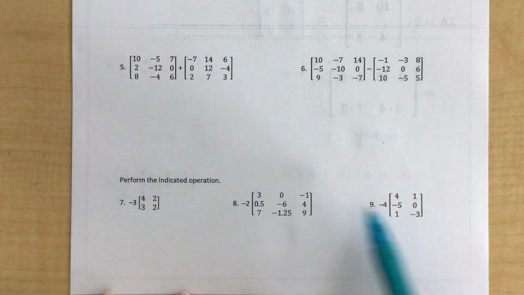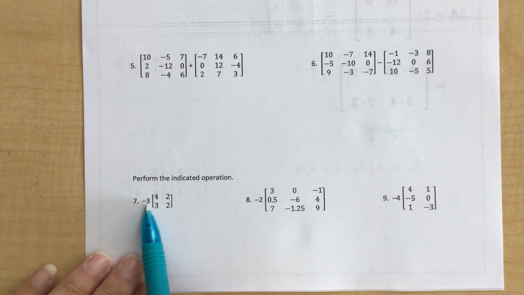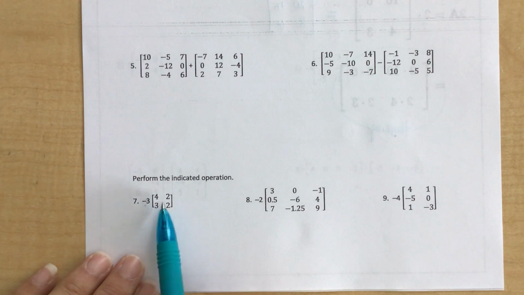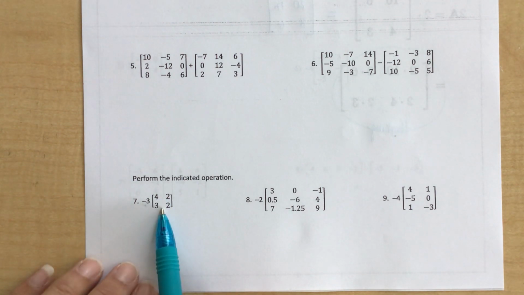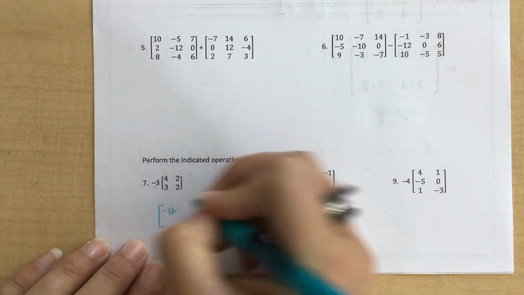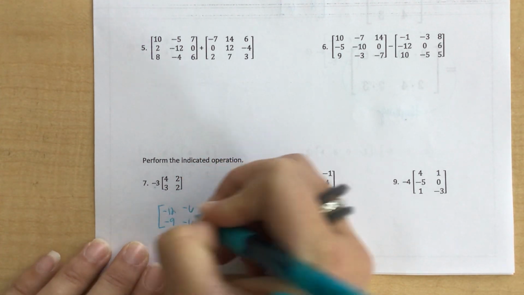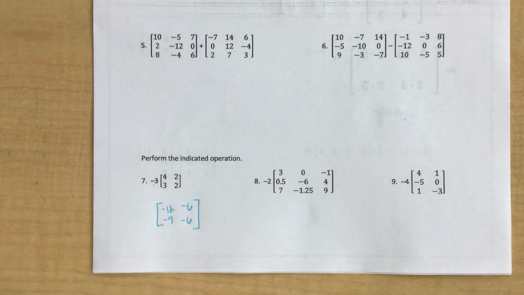Okay, so for 7, 8, and 9, this is our scalar multiplication. For example, here we have a negative 3 on the outside of our matrix, so we're going to multiply everything inside the matrix by that negative 3. So I have negative 12, negative 6, negative 9, negative 6. And there's my answer matrix. Okay? All right, so this is what you're going to do.